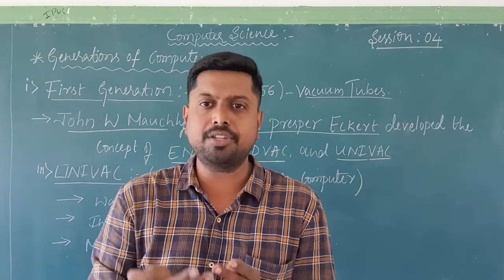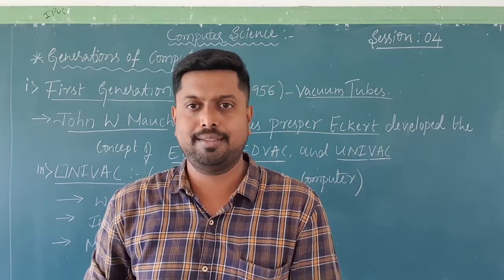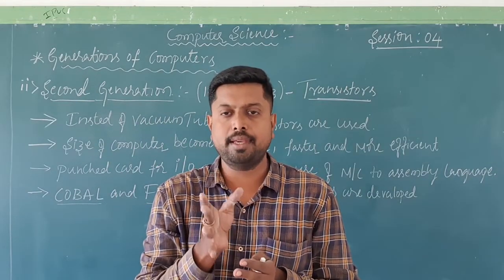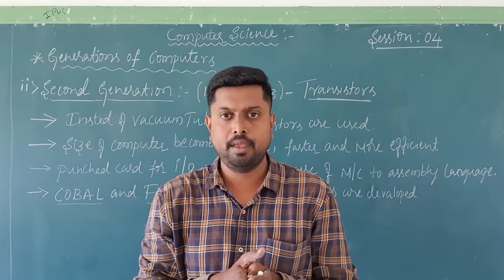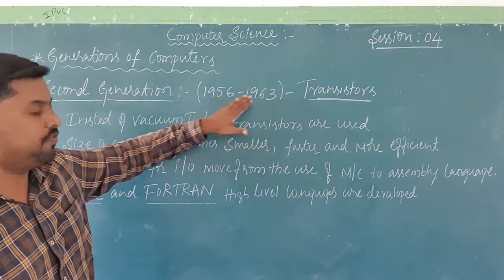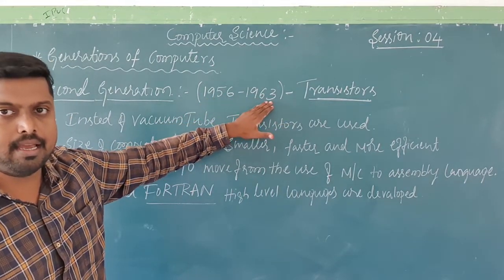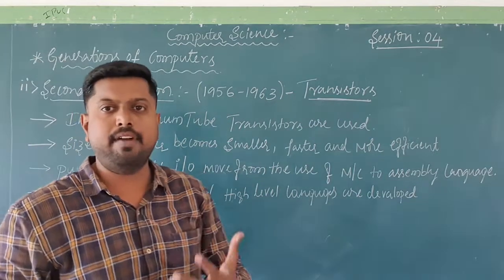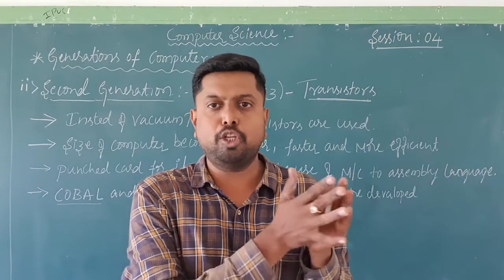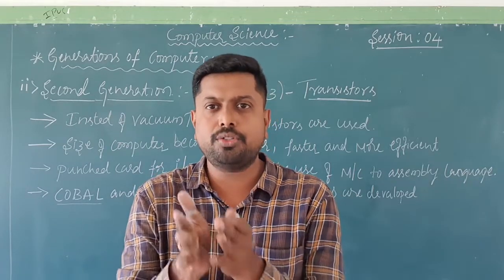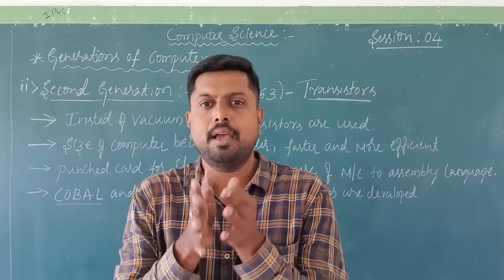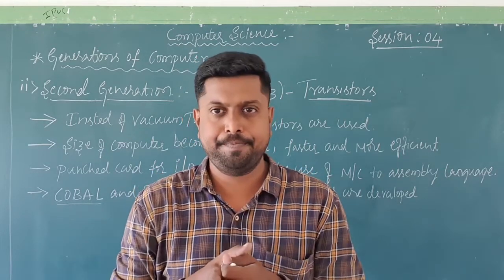Now we will go for the second generation of the computer and what all its properties are. The second generation device is the transistor, and the second generation was invented in the years 1956 to 1963. The transistor is a device. Compared to vacuum tubes, transistors also store data, but they have some different properties.